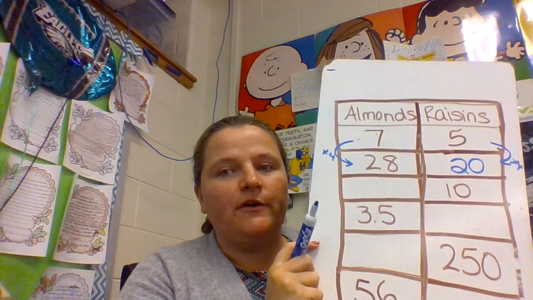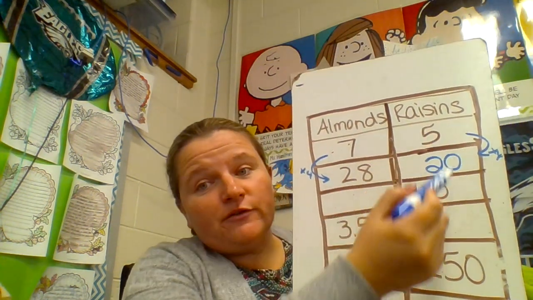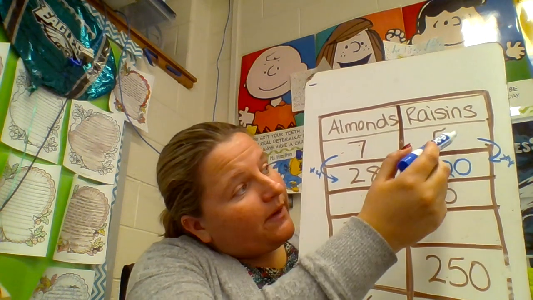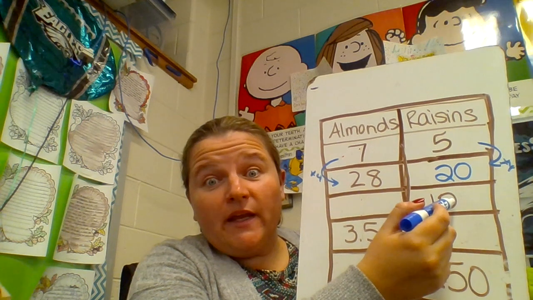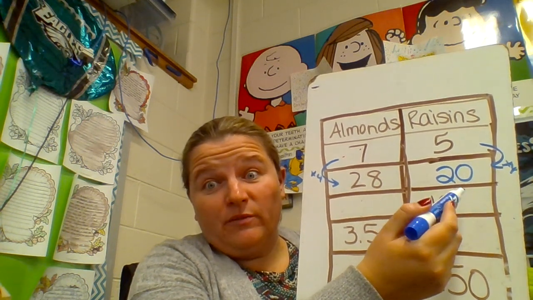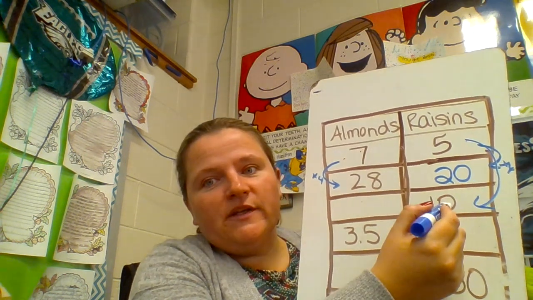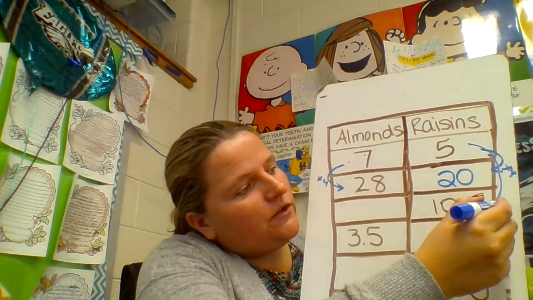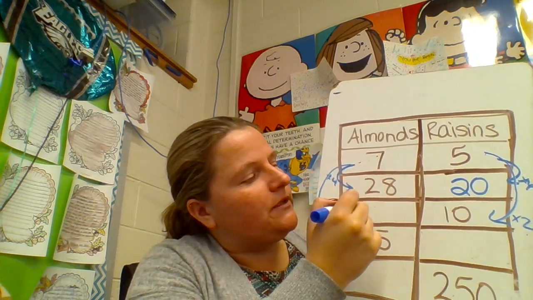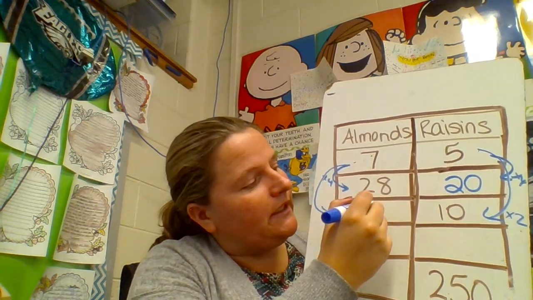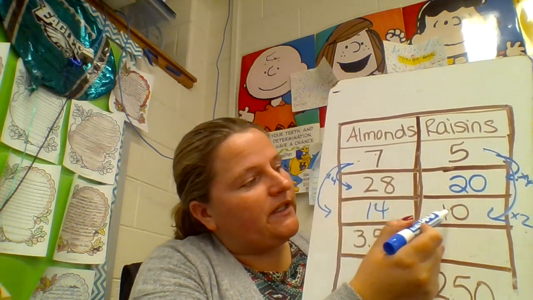So moving down my chart, I can go back to my original ratio to find the next one. So I have 5 ounces of raisins, but this recipe calls for 10 ounces of raisins. So how many almonds do I need? So 5 times what would give me 10? Well, that answer is 2. I'm going to go over here, multiply my 7 by 2. 7 times 2 is 14. So this is another equivalent ratio, 14 to 10.